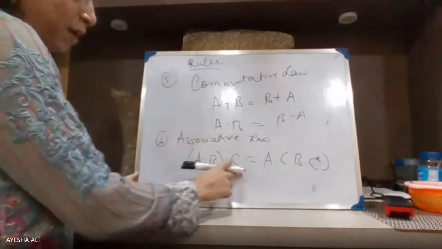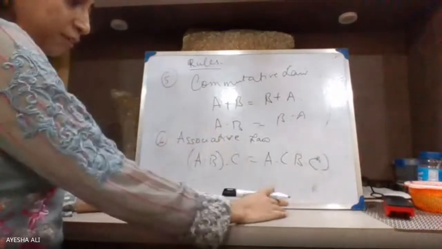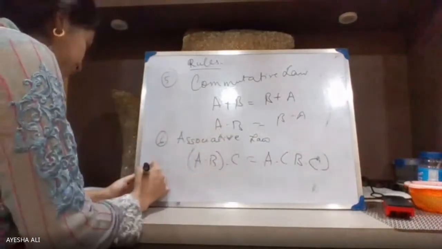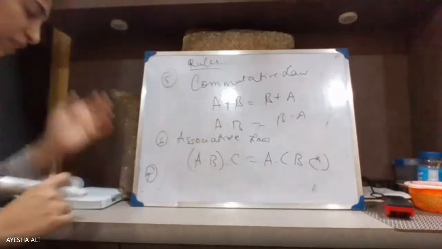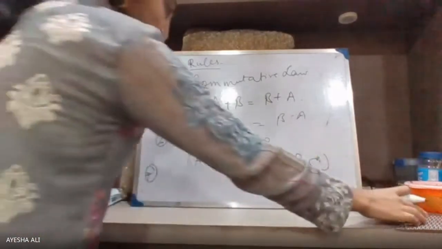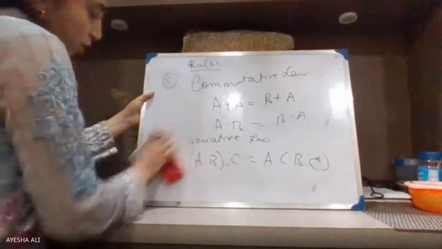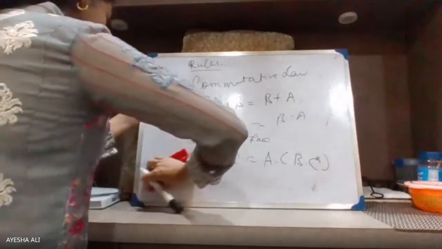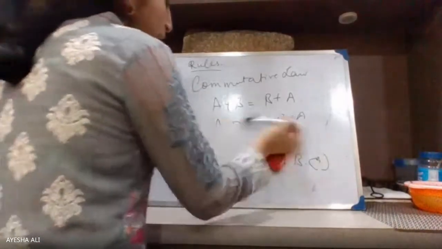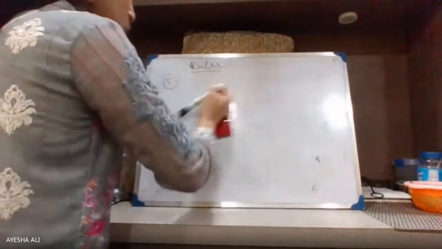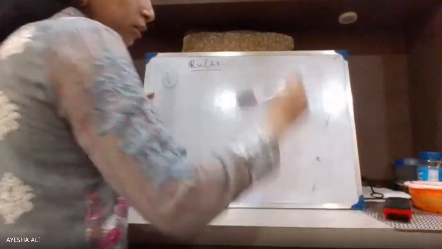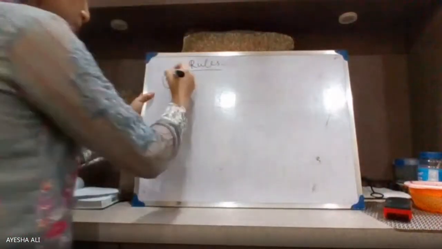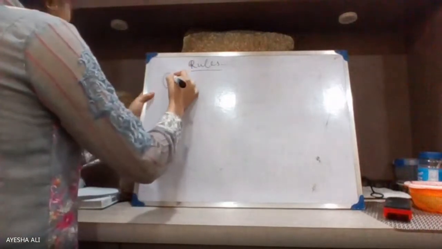Anyways, A into B into C is A into B into C. This is your associative law. Last one is the De Morgan law, which again I'm thinking you all are familiar with. De Morgan's law is basically a complement law. How is it a complement law? It is used only if you have the complement function. So this is your seventh law.